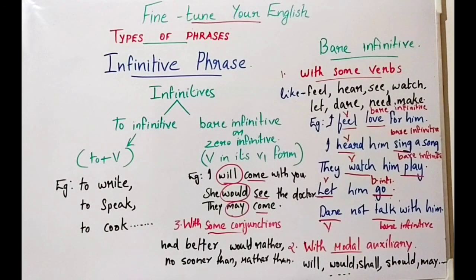Okay, then the third condition, with some conjunctions. So here some conjunctions you can see. Along with these conjunctions, only bare infinitives we use. The conjunctions are had better, would rather, no sooner than, rather than.